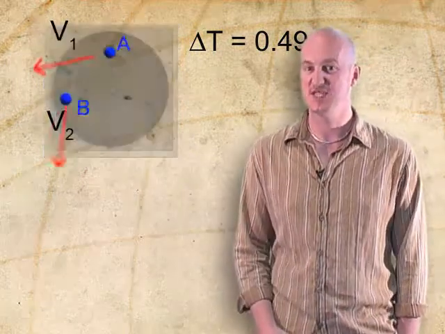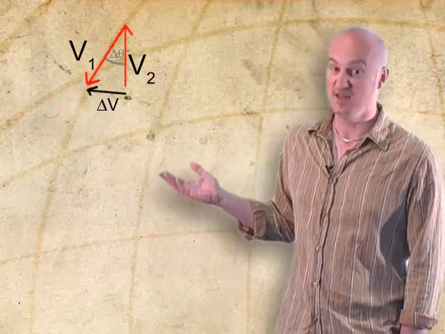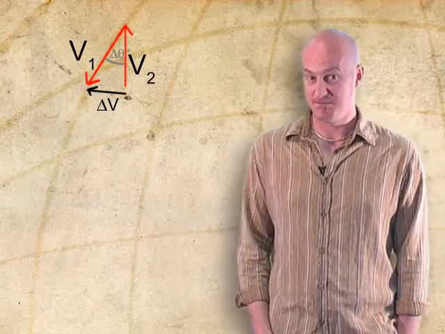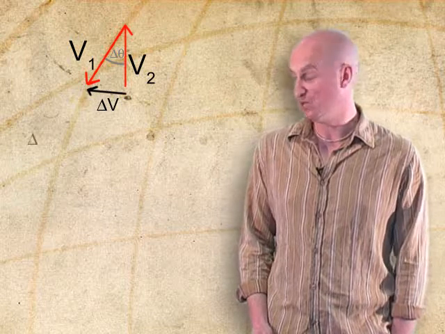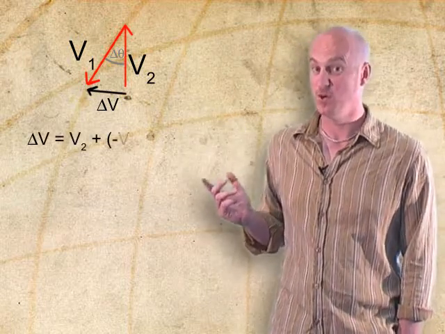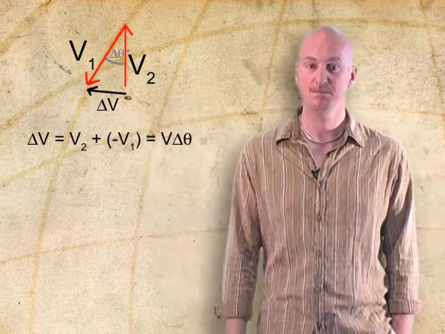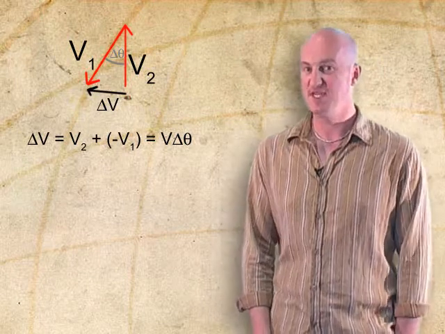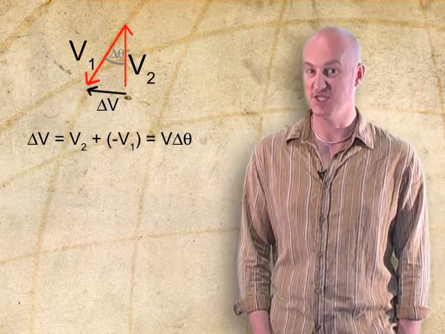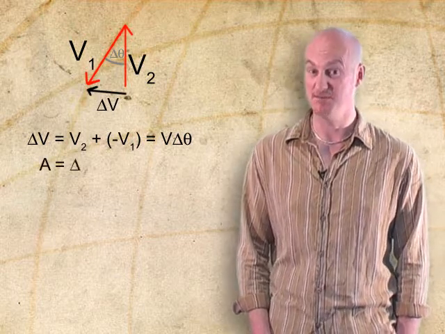If we simplify this diagram and then add the velocity vectors together, we can find the resultant velocity, delta v. The resultant velocity, delta v, equals v2 plus the negative of v1, which is the same as v times theta. So, to find the acceleration a, we need to calculate the rate of change of the velocity. So a equals delta v divided by delta t.